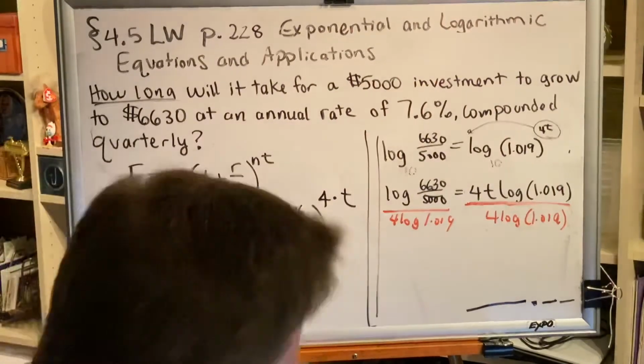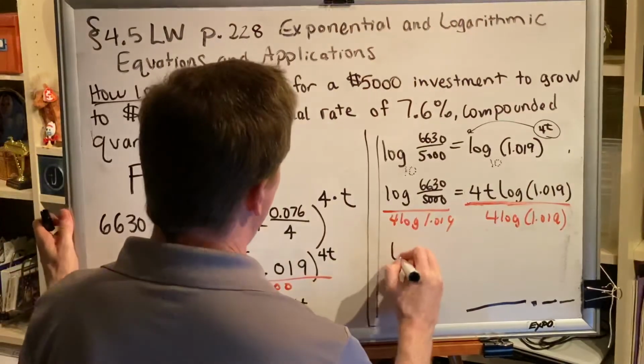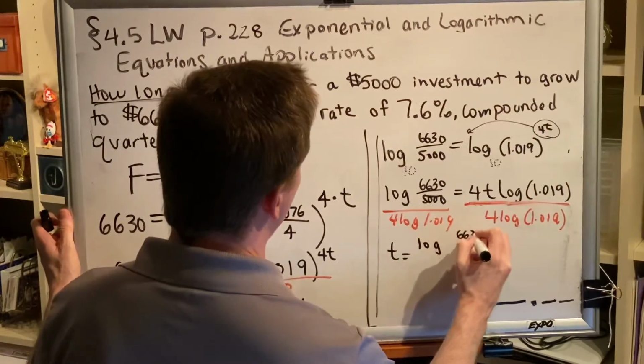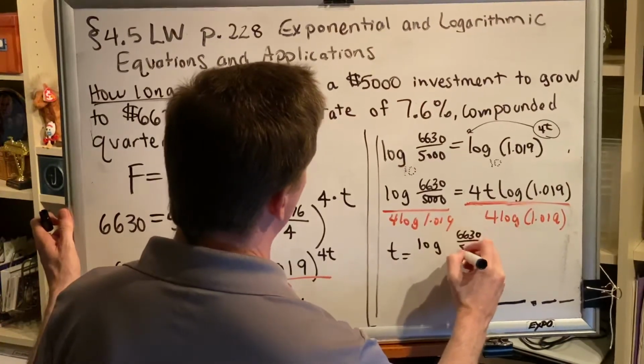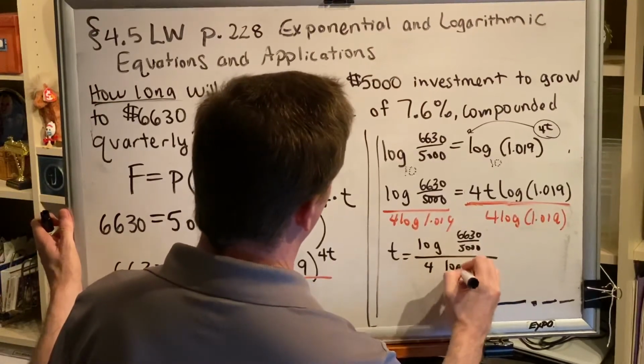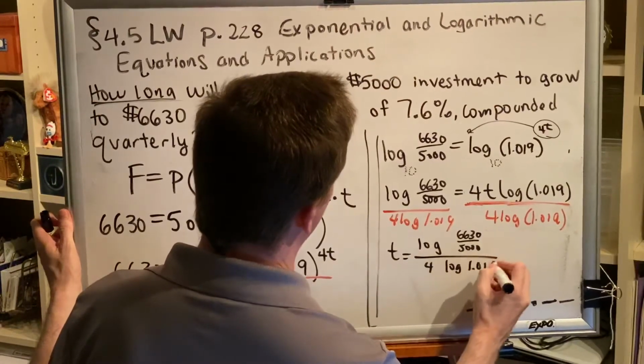All right, when we do, we get the exact value of t. t is exactly equal to the log of 6630 over 5,000, all divided by 4 log of 1.019.